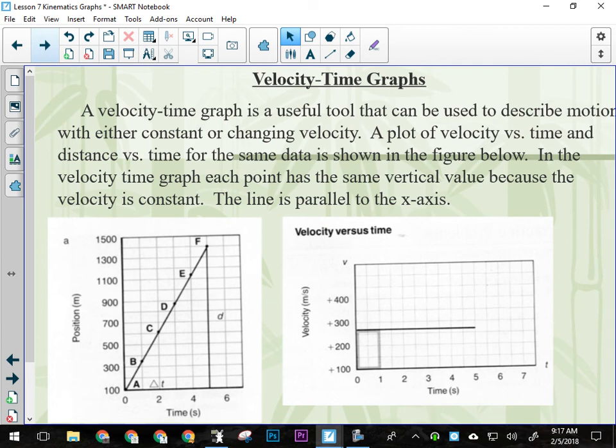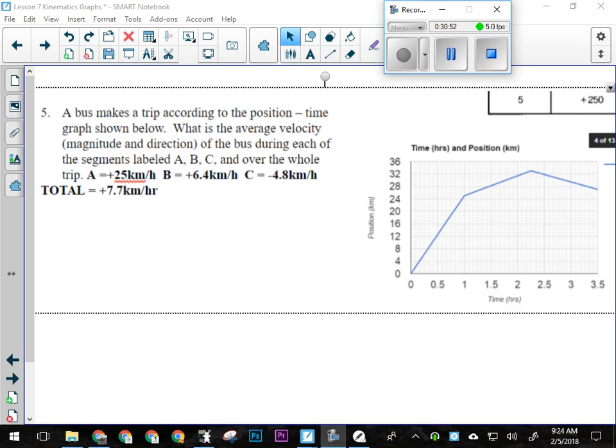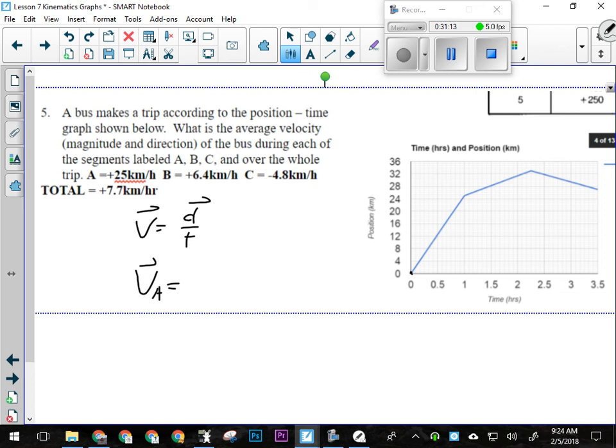Now, before I get into velocity versus time graphs, we're going to do a little practice on position versus time. On this question, the first thing they want to know is the average velocity during each of the segments, like A, B, and C here. Average velocity is displacement divided by time, which is final position minus initial position over time. In part A, the object goes from 0 to 25, so its change in position is positive 25 kilometers. That took 1 hour, so it's 25 kilometers per hour. Everyone okay with that one?